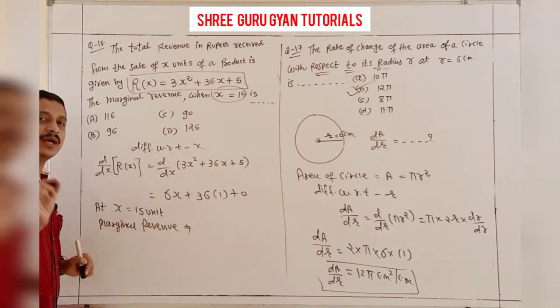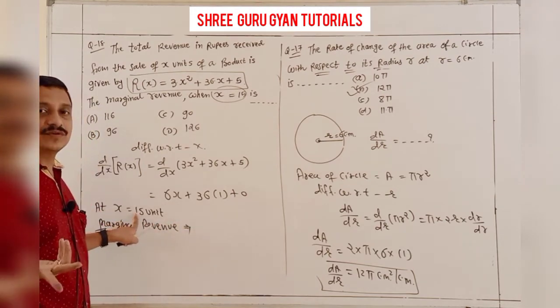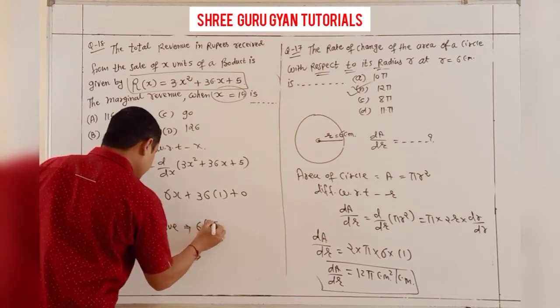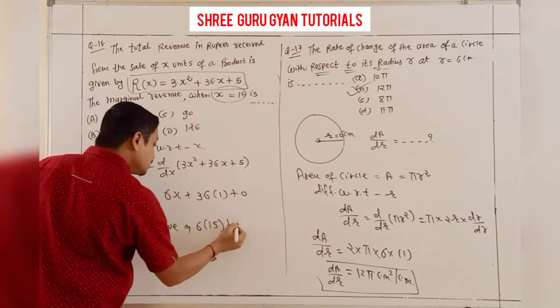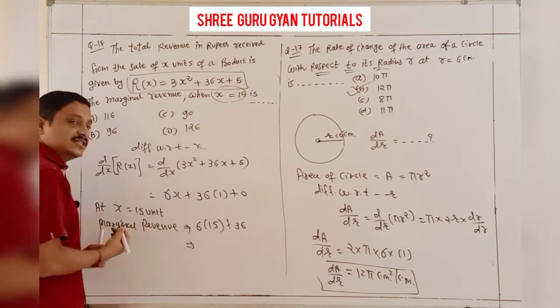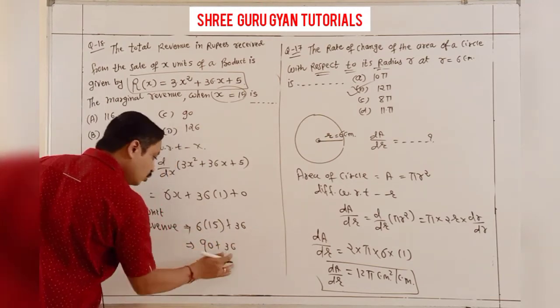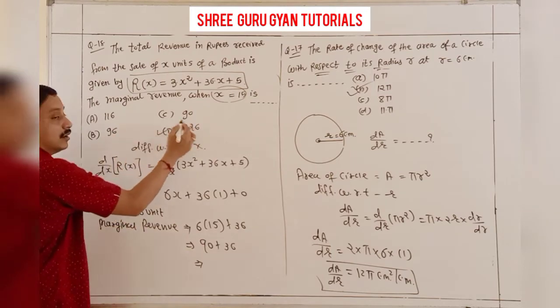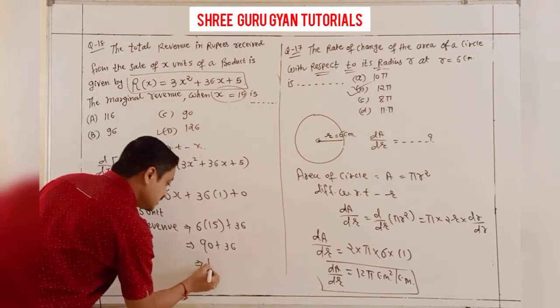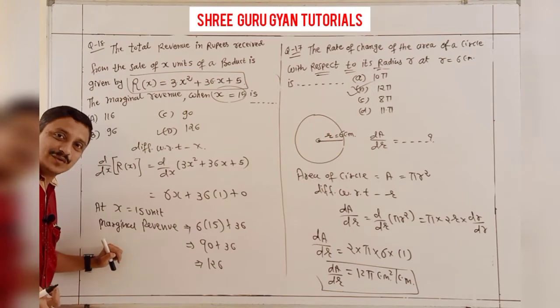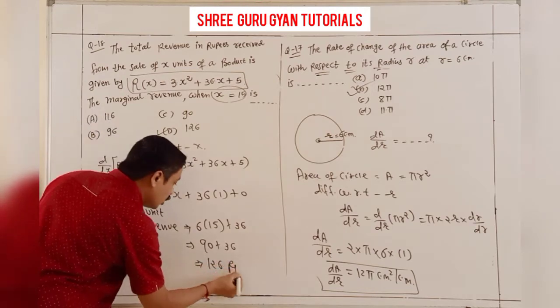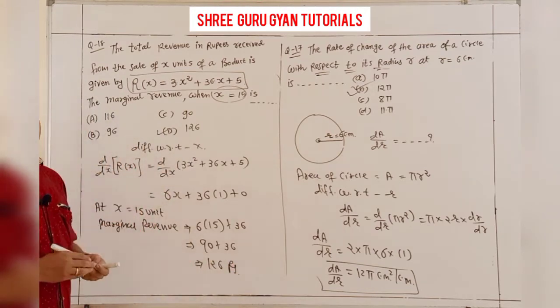You just put down the x value, what is it? 15. So 6 into 15, 15 is given, no? Plus 36. Yes, 6 times 15 and 36. You just add both, and you get 126. Yes, 90 plus 36 is 126. This rupees is your marginal revenue.